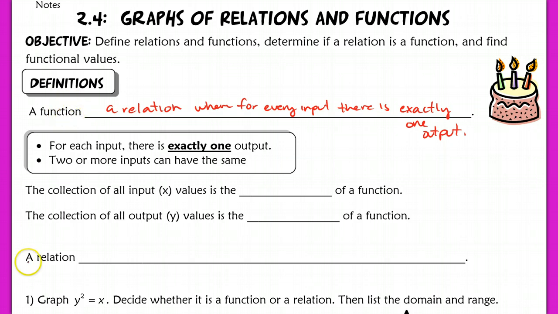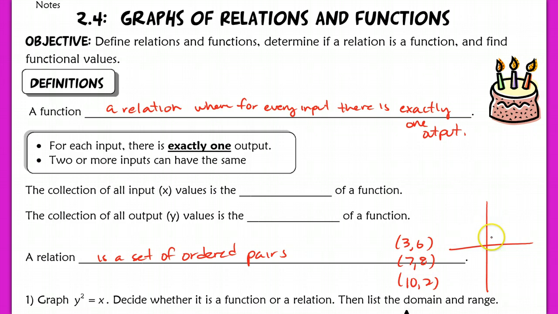Now I'm going to go down here and say a relation is just a set of ordered pairs. So it doesn't have anything special necessarily about it. So any set of ordered pairs, like (3, 6), (7, 8), (10, 2), doesn't really matter. If you were to draw this out, since you have x inputs and y outputs, this represents a relation. So a bunch of just points could represent a relation. Okay, so a function is a special type of relation where for every input there's exactly one output.